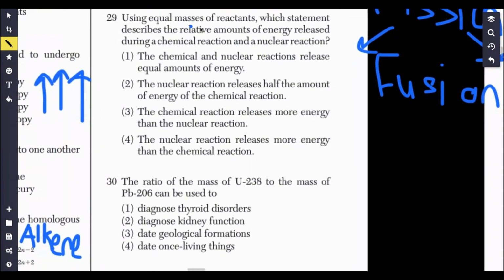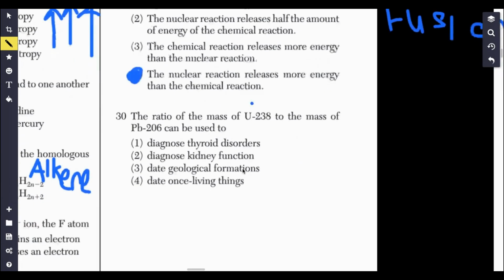All right. Using equal masses of reactant, the relative amount of energy released during a chemical reaction and a nuclear reaction: the nuclear reaction is just going to release way more. Uranium is used in atomic bombs. That's all I have to say.